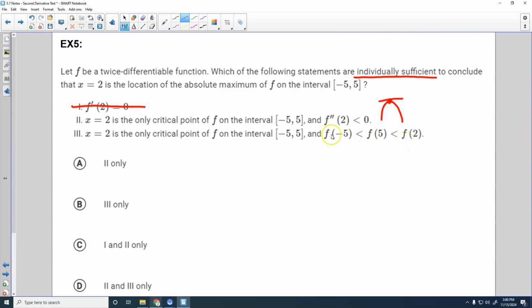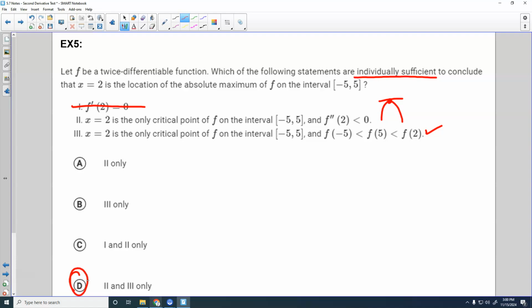So this is just not using the second derivative test. This is using the test we had learned earlier, where we find our critical points, and then we test our endpoints and our critical points, and whichever one is the highest is the absolute maximum. So this would also work as well. It's just not using the second derivative test. So D would be your answer here. It could be number 2 or 3.